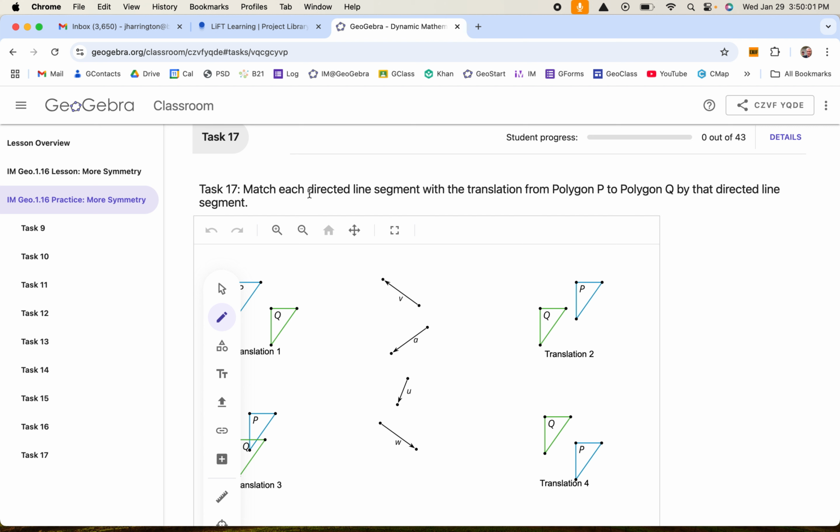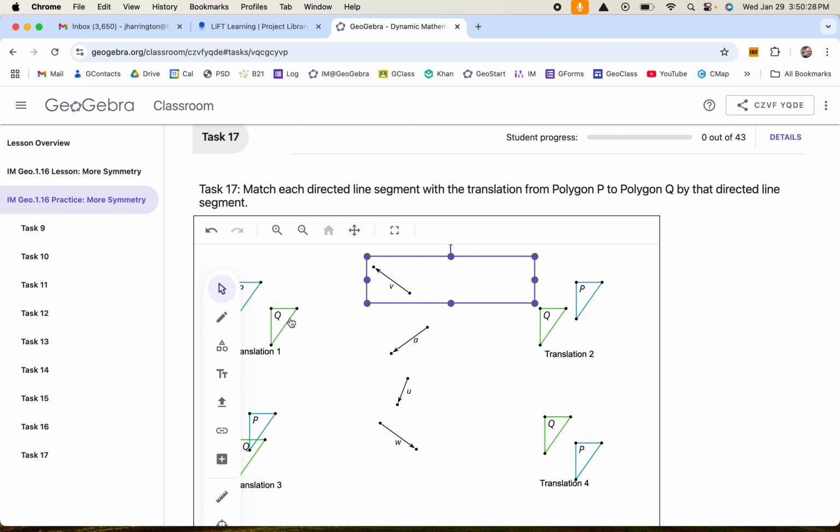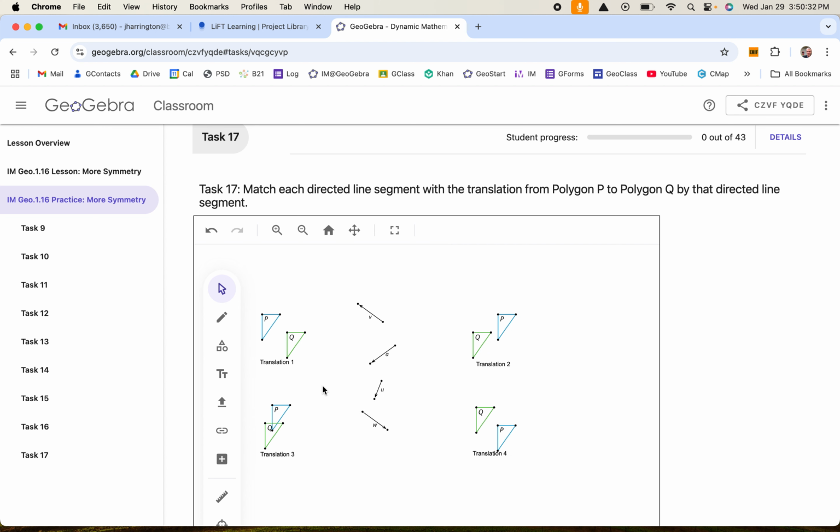We've got another. It says match each directed line segment, that's these guys in the middle, with each of the translations from polygon P to polygon Q by that directed line segment. Okay, so I'm going to just grab this to move these out so that I hopefully can see this a little bit better. Oh, no, I can't move that. Oh, it's not going to let me move it. Well, that's no fair. Oh, well. But I can definitely move these. I was hoping I was going to be able to move these because this thing's kind of in the way. Oh, there we go. I can zoom out.